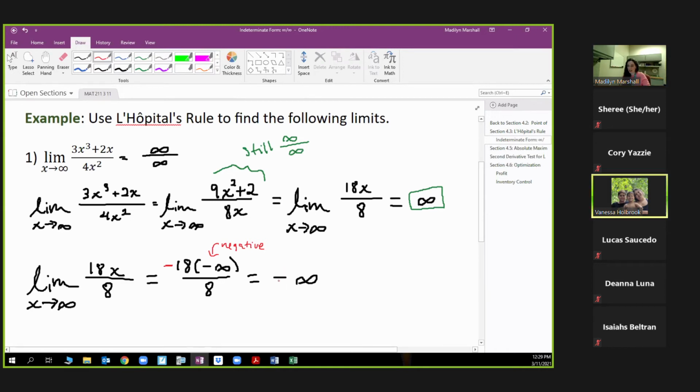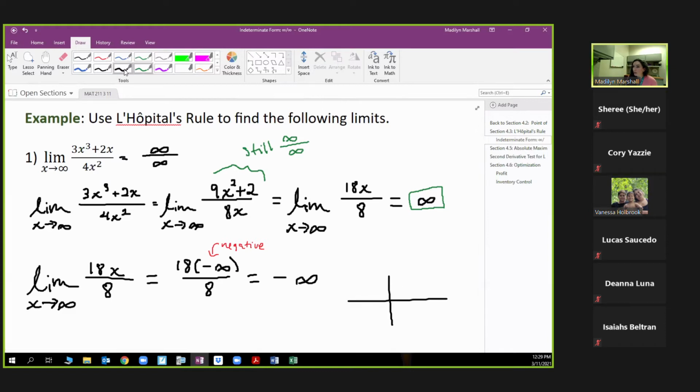Can you draw what the lines would look like on a graph for those two, just so we can see? Yeah, so this rational function would have a slant asymptote that would be doing something like this. And it has a vertical asymptote here. So this graph would look something like this.